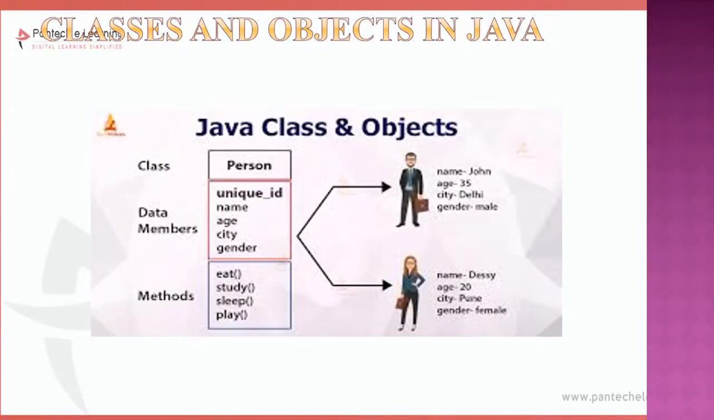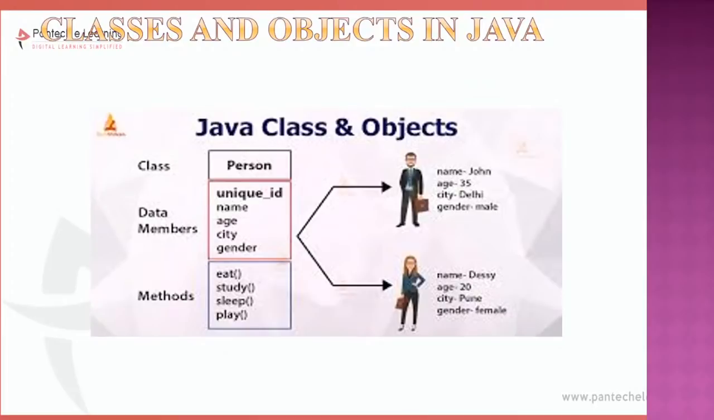OOPS is nothing but object-oriented programming systems. So it is based on the OOPS concept. Whatever I am creating, everything is based on classes and objects. Hereafter, whenever I discuss anything with you, everything is based on classes and objects. Clear? So what do you mean by a class and what do you mean by an object?